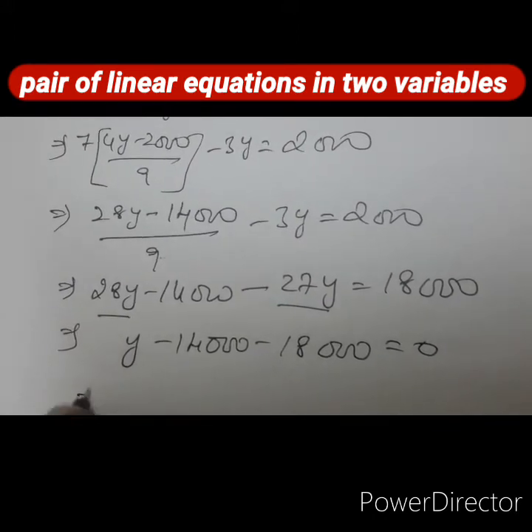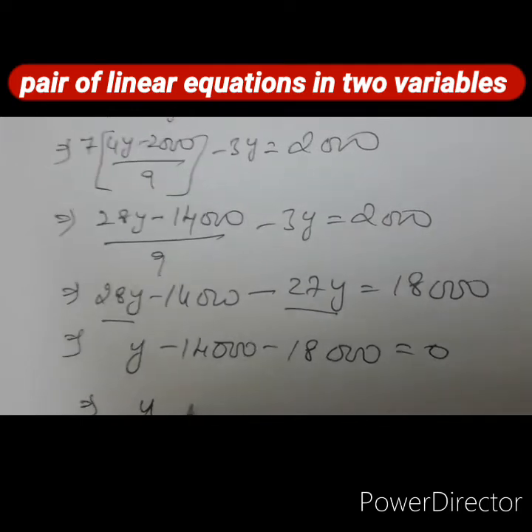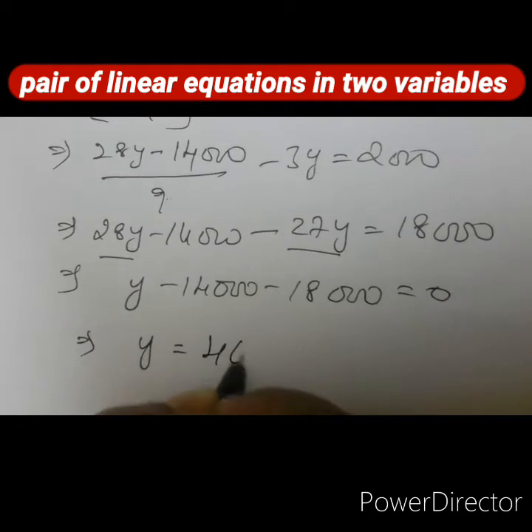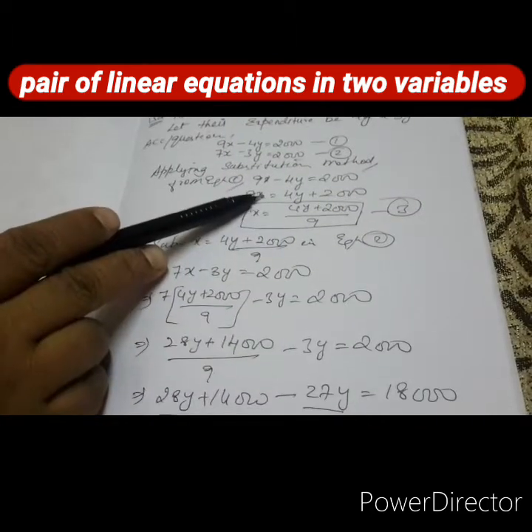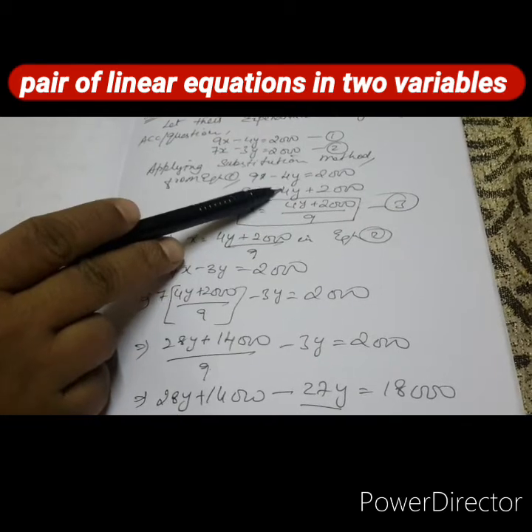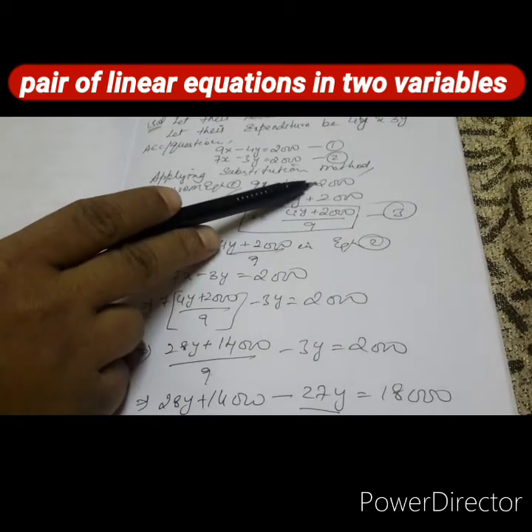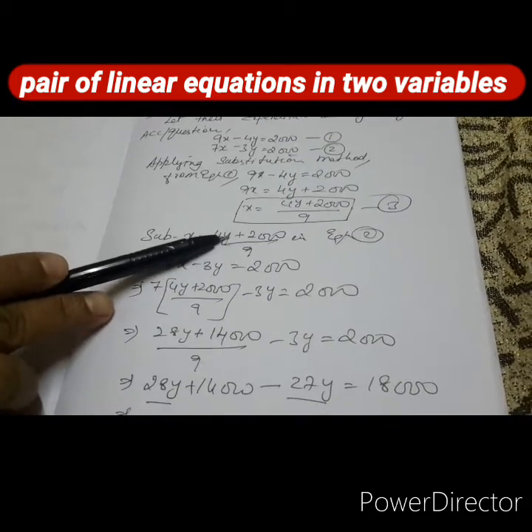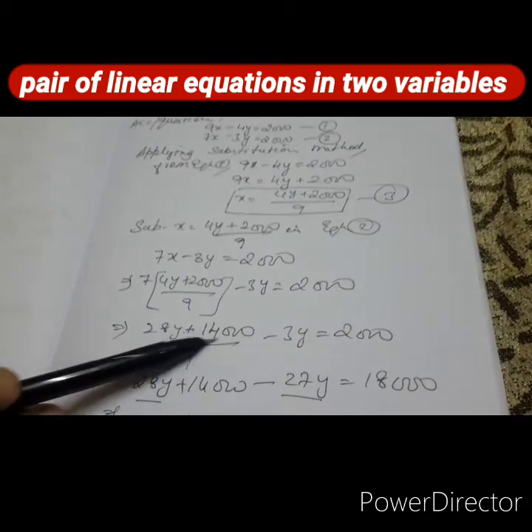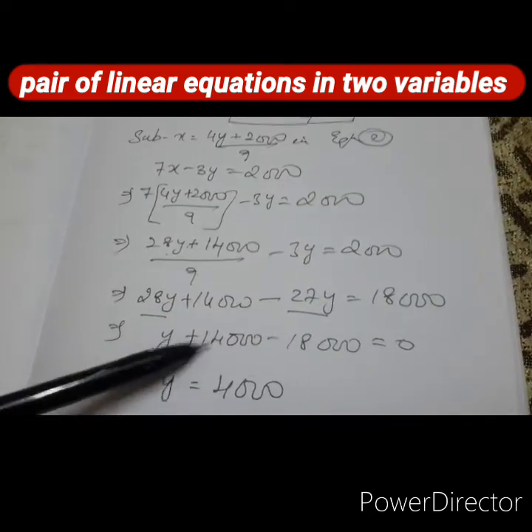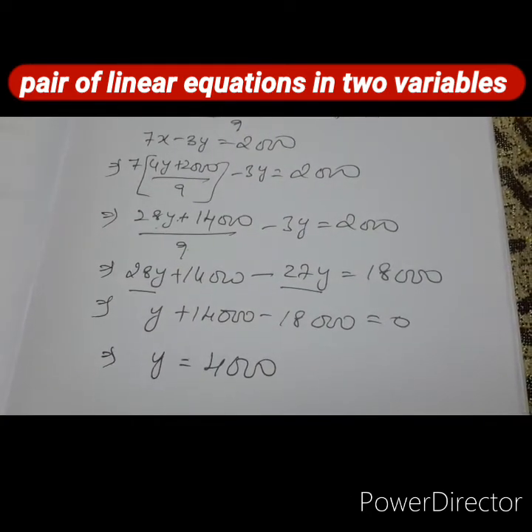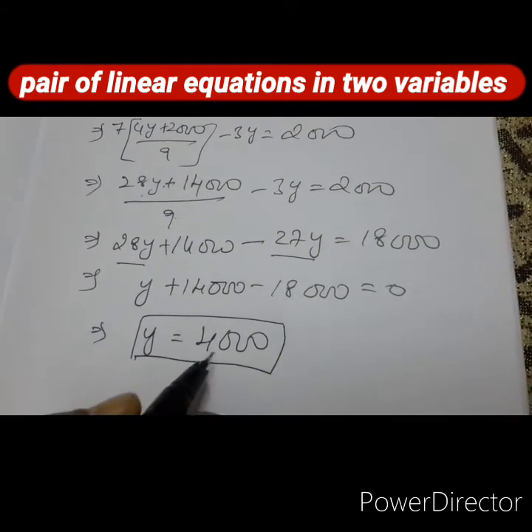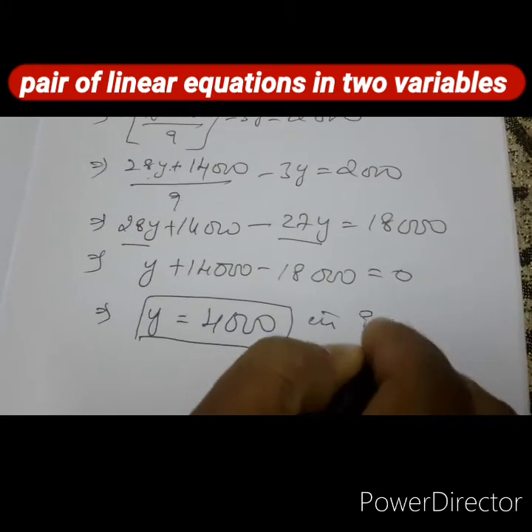Now y equals 4000. See students, here 4y minus, if you bring it to that side, the sign changes. The sign won't change for this one, it is plus only. So 28y, and plus 14000 minus 18000 will be minus 4000, giving the magnitude 4000. Now we got our y value. The y value is 4000. Now you can substitute this y equals 4000 in equation 3.